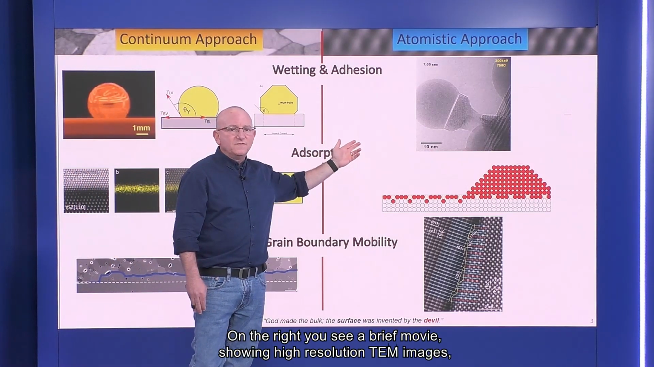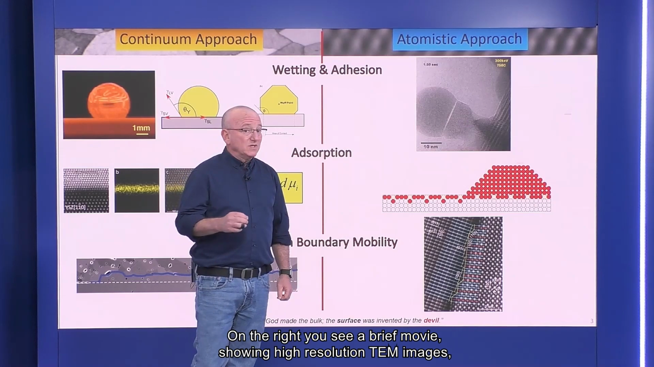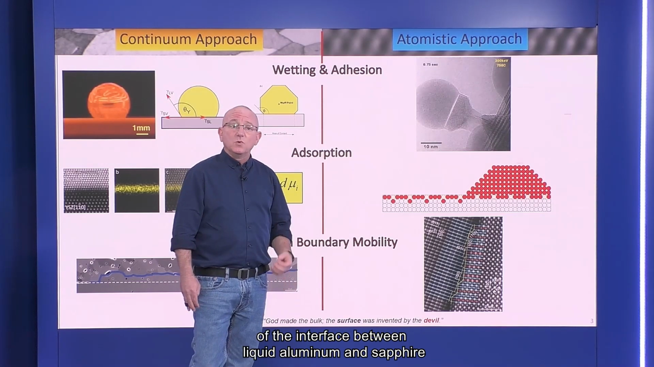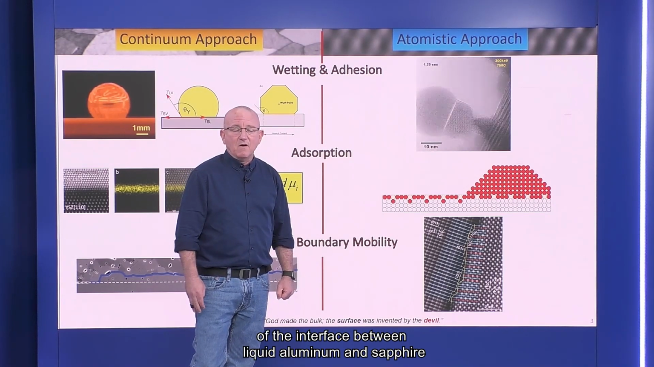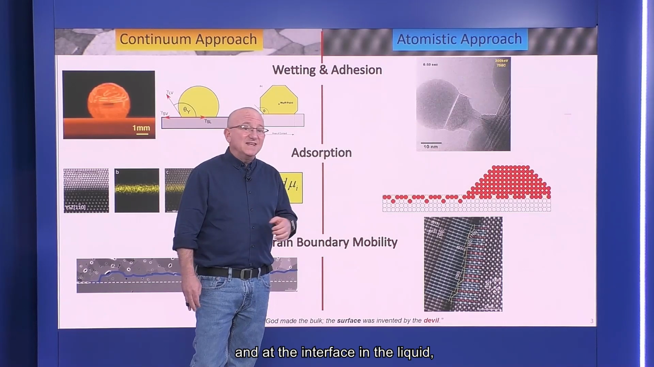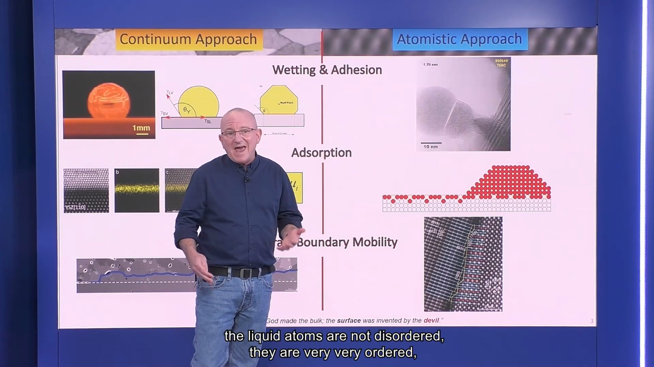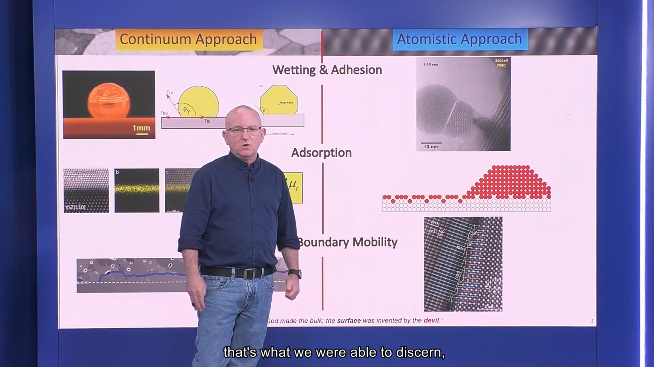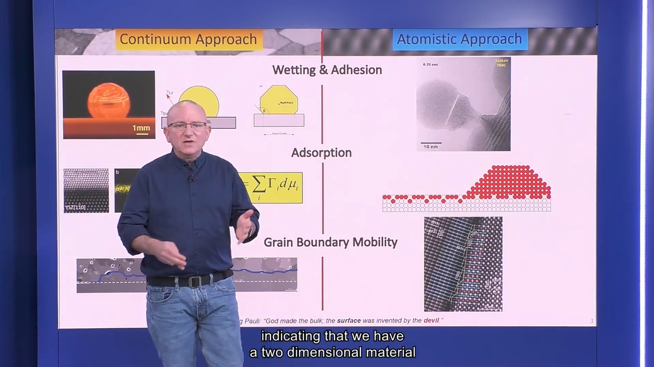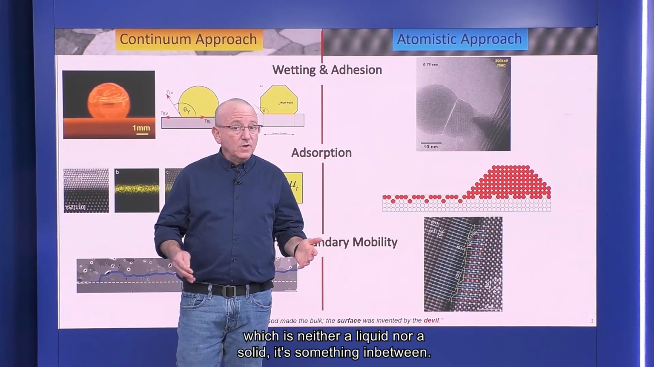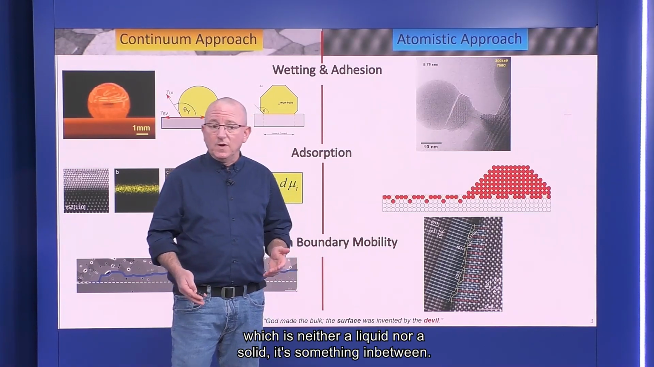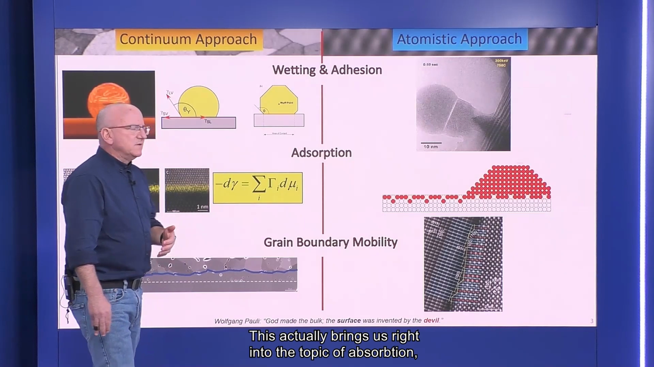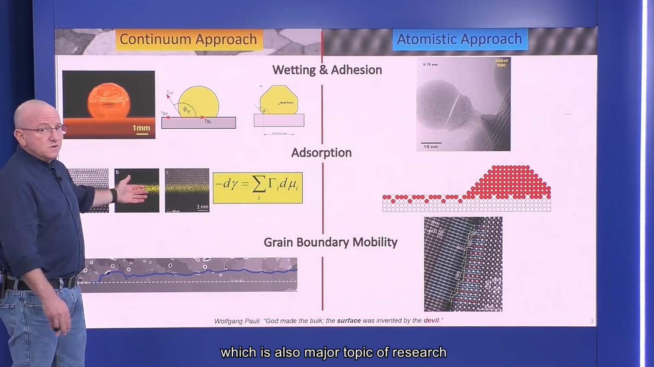On the right, you see a brief movie showing high-resolution TEM images of the interface between liquid aluminum and sapphire. And at the interface, the liquid atoms are not disordered. They're very, very ordered. That's what we were able to discern, indicating that we have a two-dimensional material which is neither a liquid nor a solid. It's something in between.